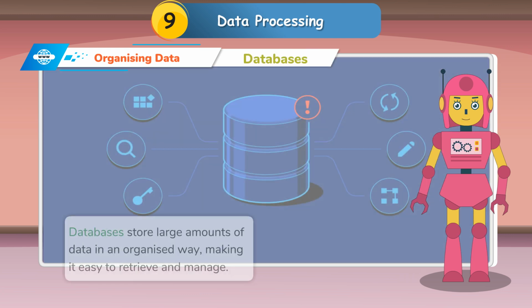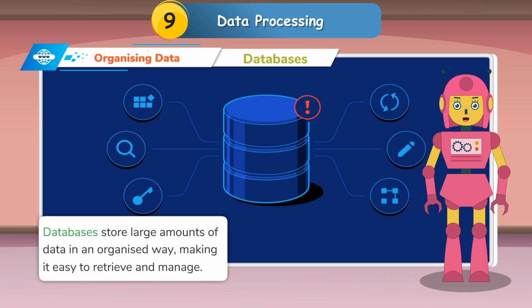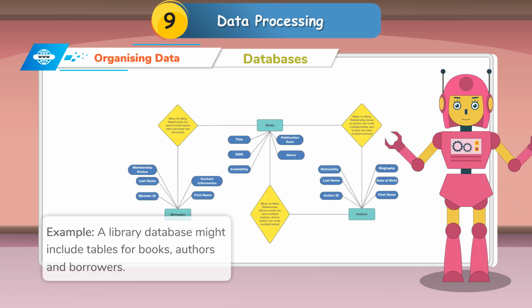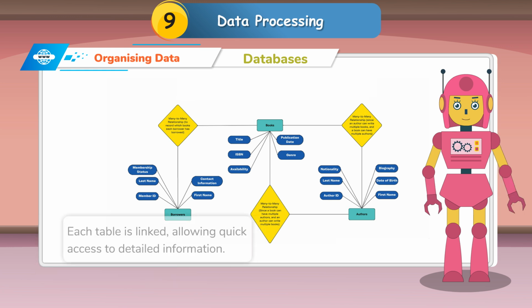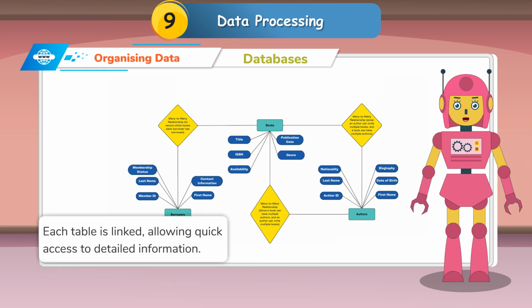Databases. Databases store large amounts of data in an organized way, making it easy to retrieve and manage. Example: a library database might include tables for books, authors, and borrowers. Each table is linked, allowing quick access to detailed information.